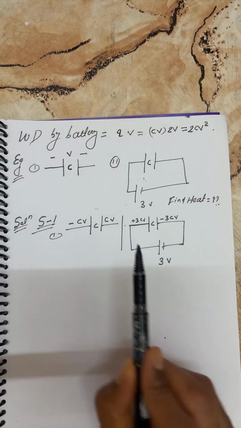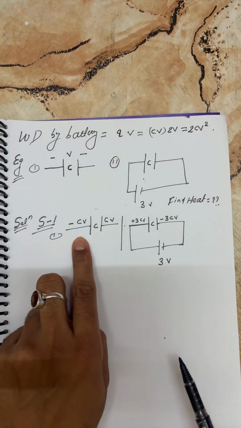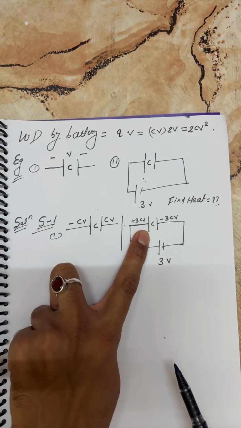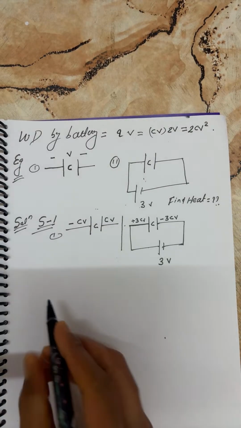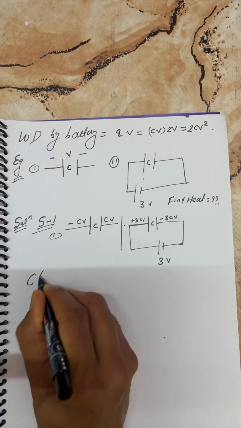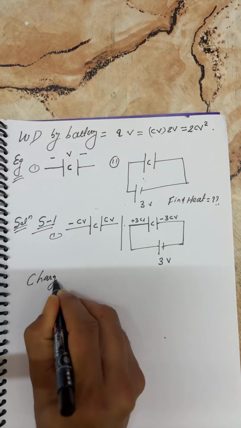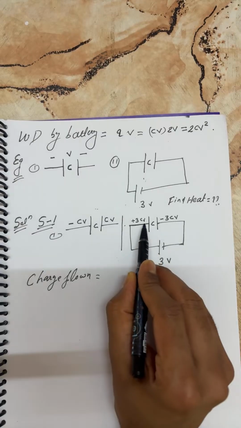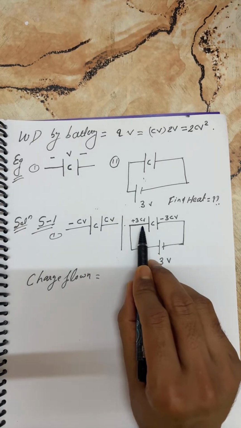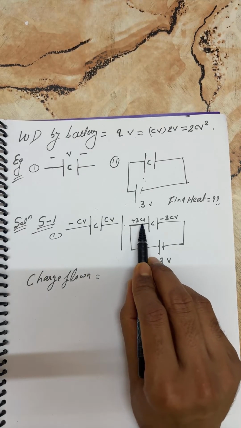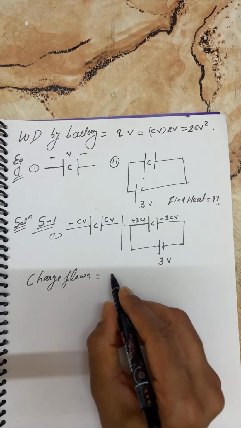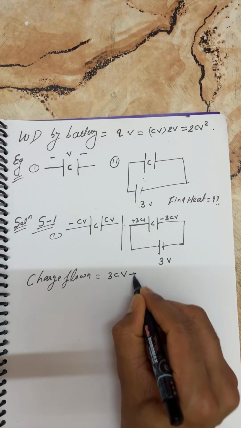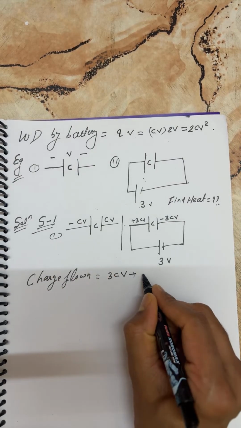In these two comparisons, what is your initial charge and what is your final charge? If your final charge is increasing with respect to initial, then during finding charge flown, you can say final minus initial. If your charge is increasing, then you can do, my dear, final minus initial. So this is 3 CV minus here plus, it's minus already, plus CV.